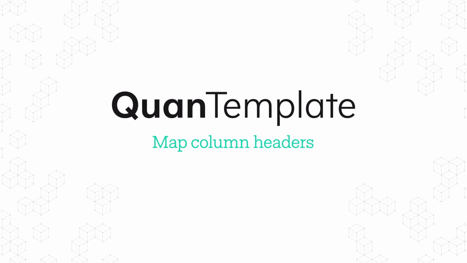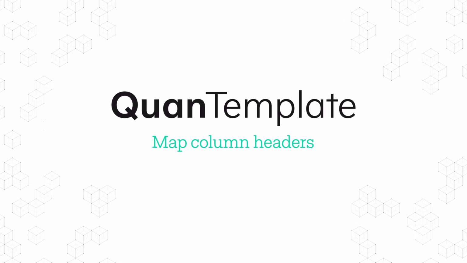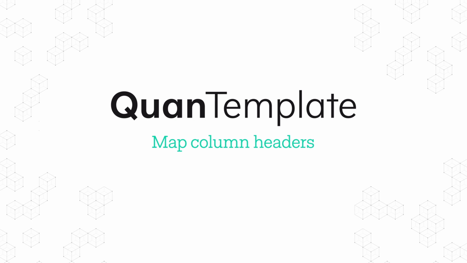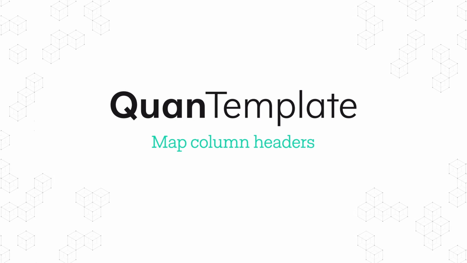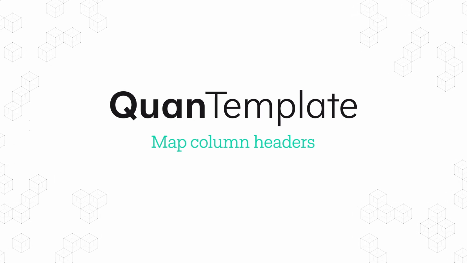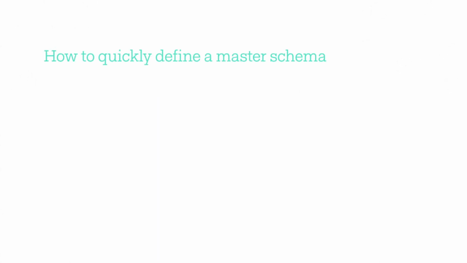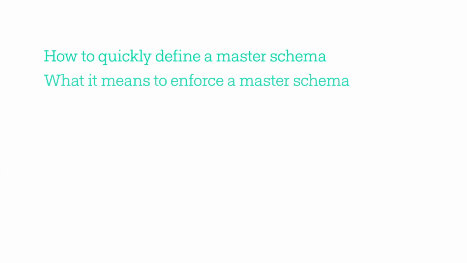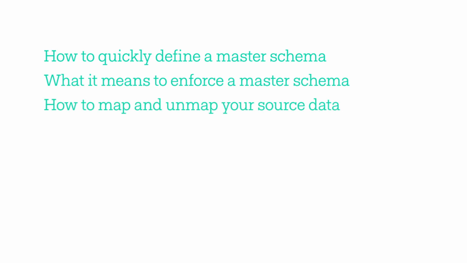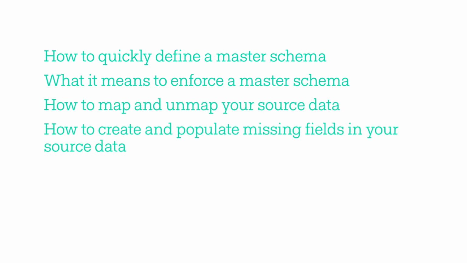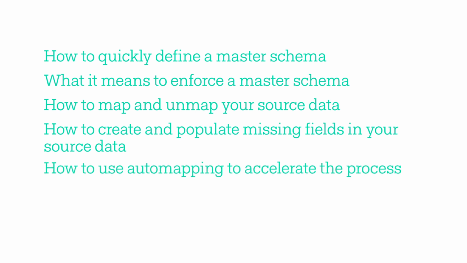In this video, we will walk through how to combine multiple datasets which have different header schemas, using the column mapping operation. We'll see how to quickly define a master schema, what it means to enforce a master schema, how to map and unmap your source data, how to create and populate missing fields in your source data, and how to use auto mapping to accelerate the process.